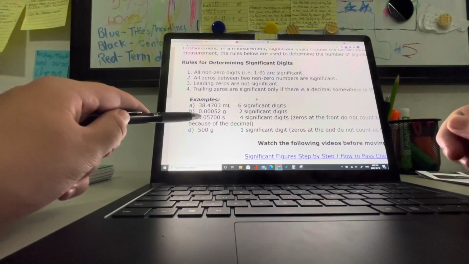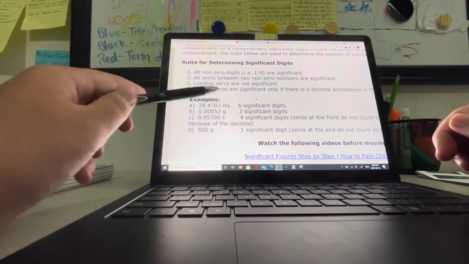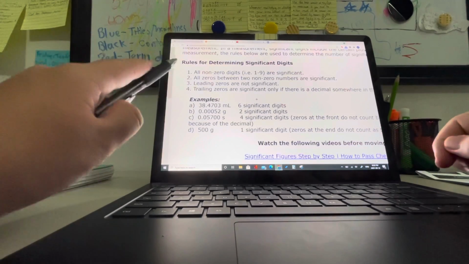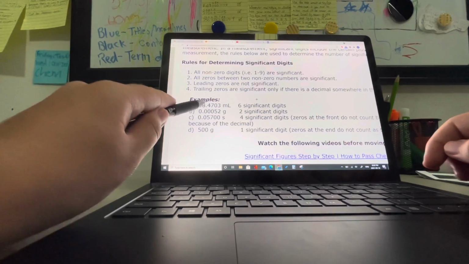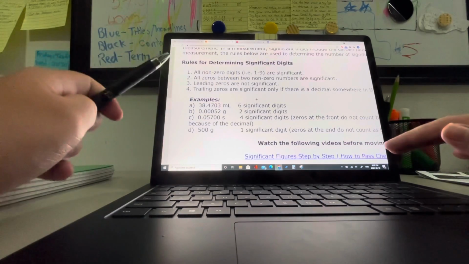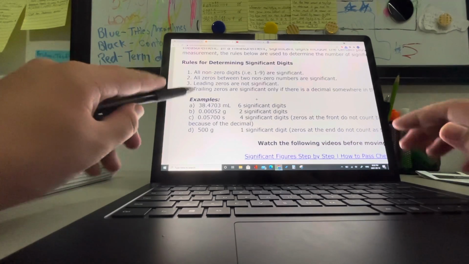Now, since there's a decimal here, it doesn't mean that the trailing zeros are going to be counted. This is totally false. These are leading zeros. As you see here, number 3, leading zeros are not significant, regardless of how many decimal points there are in that value. So let's redo this.